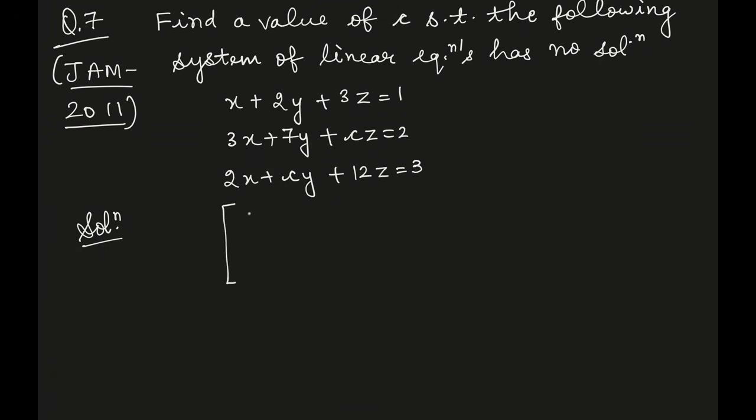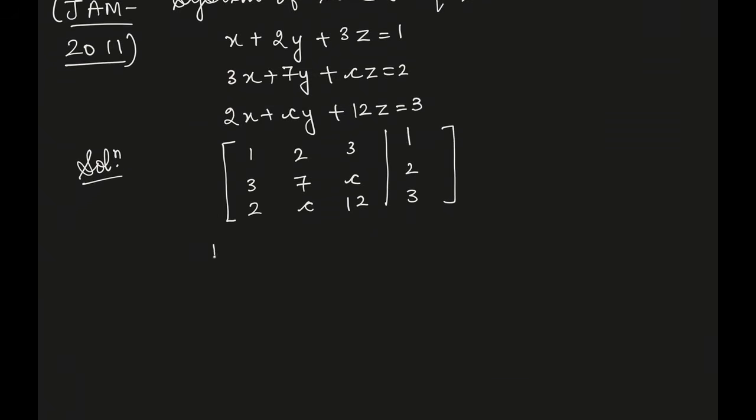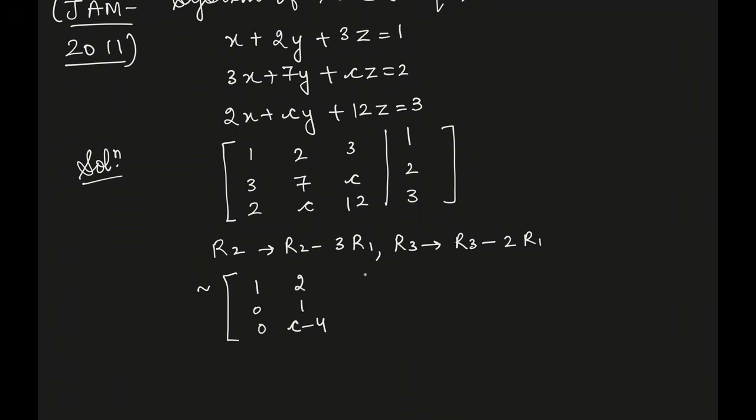So the augmented matrix is [1, 3, 2, 2; 7, c, 3, c; 12, 1, 2, 3]. R2 tends to R2 minus 3 times R1. R3 tends to R3 minus 2 times R1. So it will be 1 0 0, 2 1 c minus 4, 3 c minus 9 6, 1 minus 1 1. Now R3 tends to R3 minus (c minus 4) times R2.